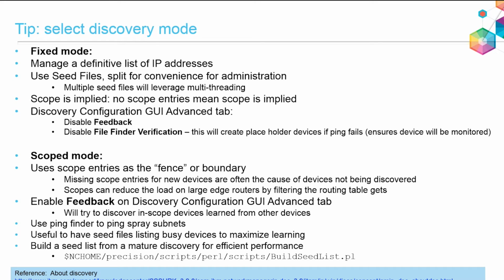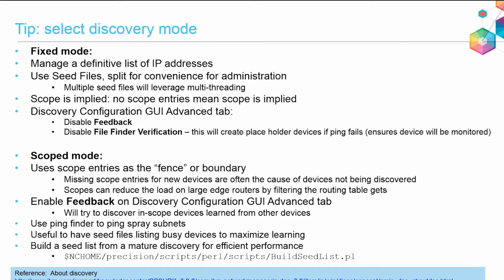With the seed files, of course, you can split them for convenience of your administration, for instance, different regions or however else makes sense. You can also leverage multi-threading for the initial pings, a side benefit. Now, if you're using this fixed method, you don't need to fill out the scope because the scope's implied. And so that saves a bit of work as you go forward.